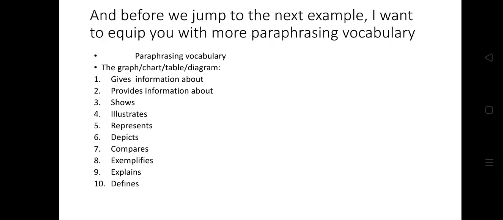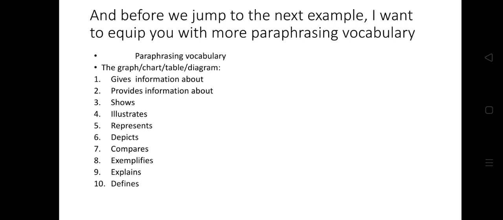And before we jump to the next example, I want to equip you with more paraphrasing vocabulary. Paraphrasing vocabulary. If there is chart, then we use the chart. If there is table, then we use the table. If there is diagram, we use diagram. And if there is graph, we use the graph. And we can use any one of them.